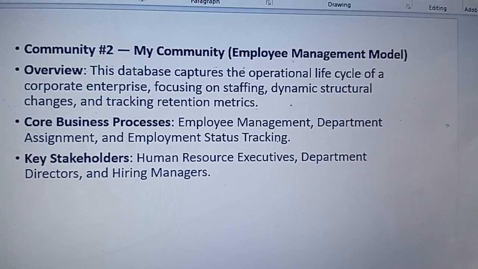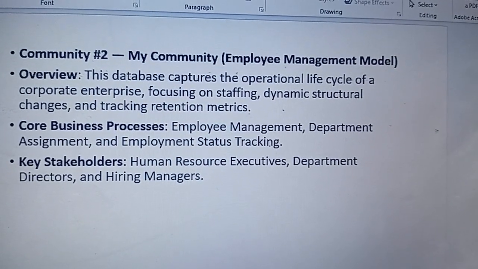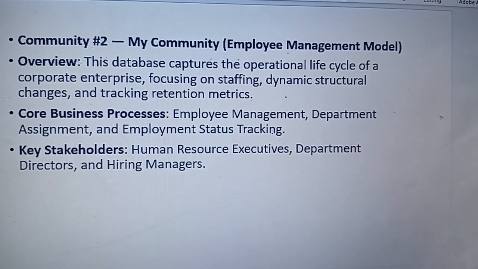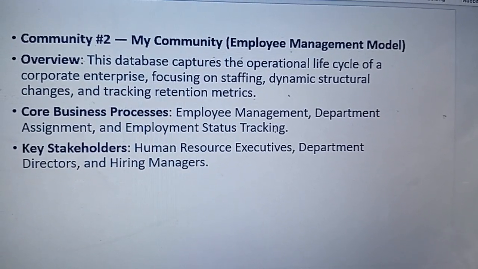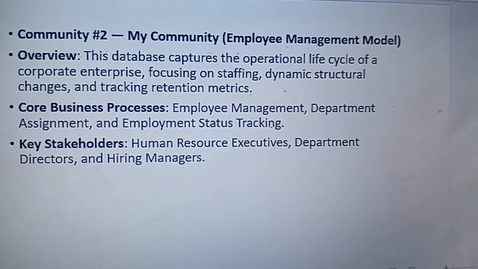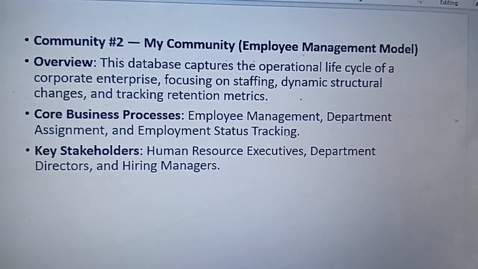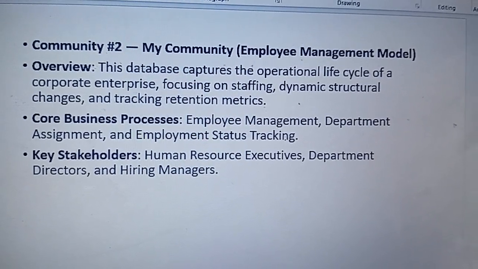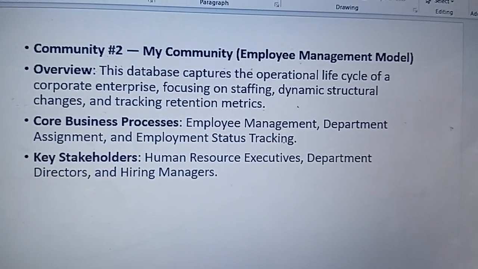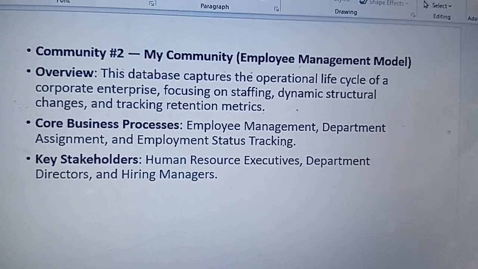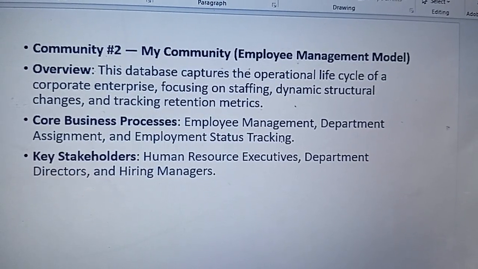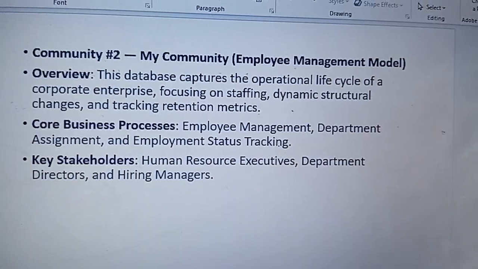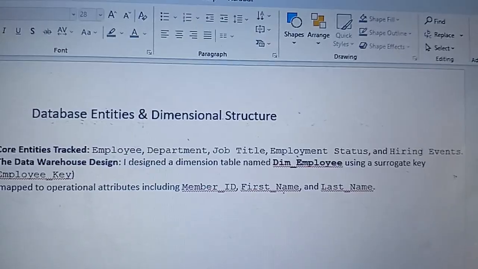In my second community, the HR employee model, moving on to our second data set, my community represents an enterprise staffing architecture. This database tracks the operational life cycle of employees, including department moves, job titles, and retention history. The primary stakeholders here are HR executives, department directors, and hiring managers.